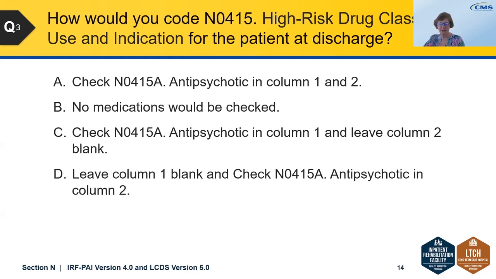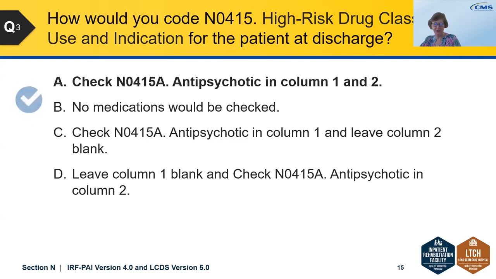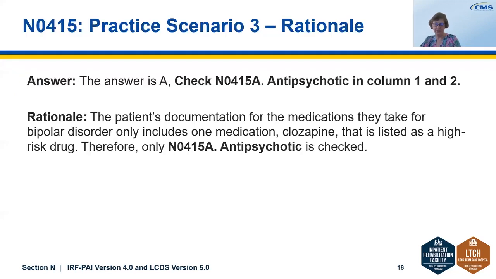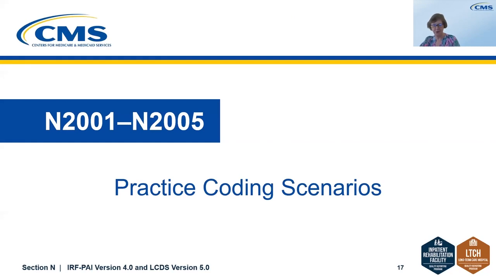And 85% of you said A, which is the correct answer. And for those of you who did not, the rationale is that the patient's documentation for the medications they take for bipolar disorder only includes one medication, clozapine, that is listed as a high-risk drug. Therefore, only N0415A, antipsychotic, is checked. Now we are going to move on to the drug regimen review items.